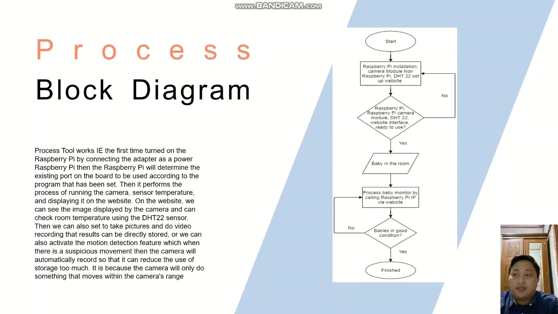On the website, we can see the image displayed by the camera and can check room temperature using the DHT22 sensor. Then we can also set it to take pictures and do video recording. The result can be directly stored, or we can also activate the motion detection feature, which, when there is suspicious movement, the camera will automatically record, so that it can reduce the use of too much storage. It is because the camera will only record something that moves within the camera range.